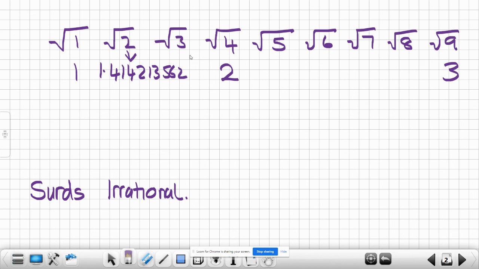And that is what our surds are. They're irrational numbers and they are given in the form of a root. An integer, the root of an integer. Okay, so that's the first thing.